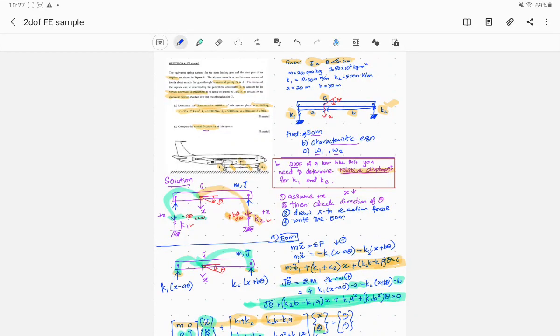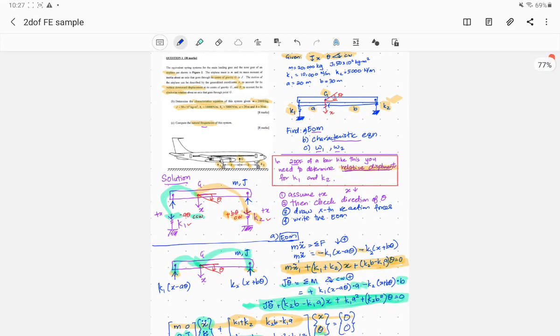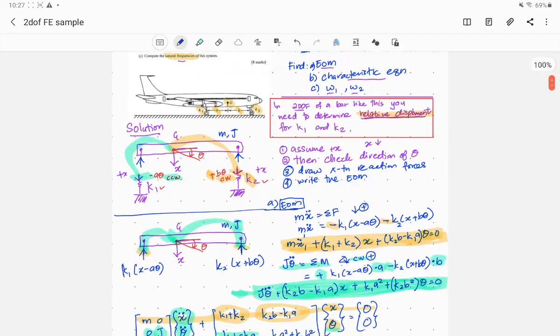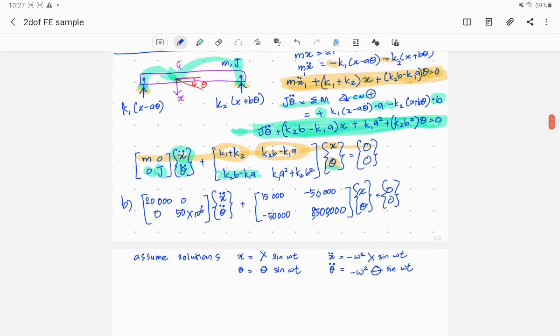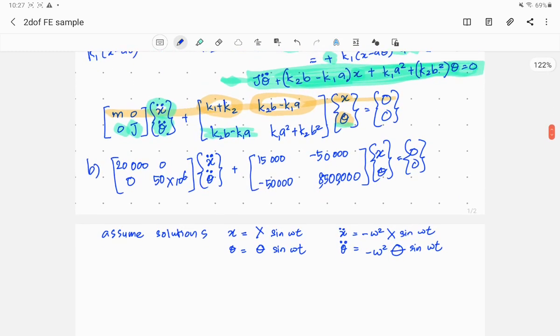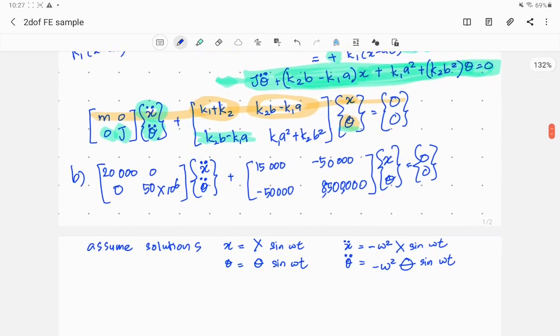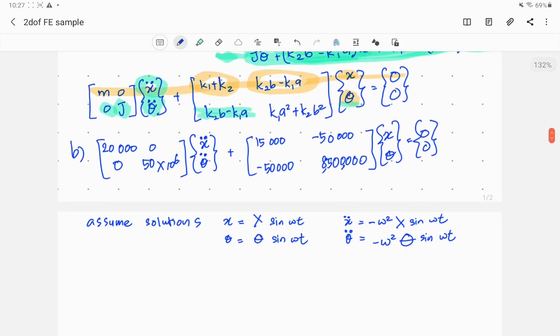Hi, we're still looking at this problem. Now I'm going to solve part B, which is after we have got the equation of motion. We want to find the characteristic equation and solve for the natural frequencies.